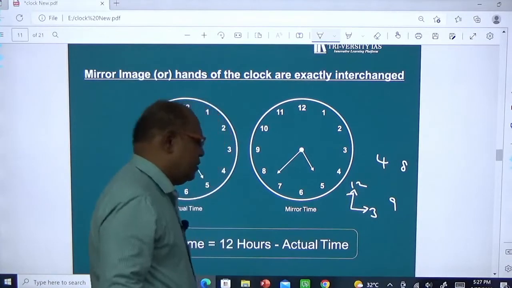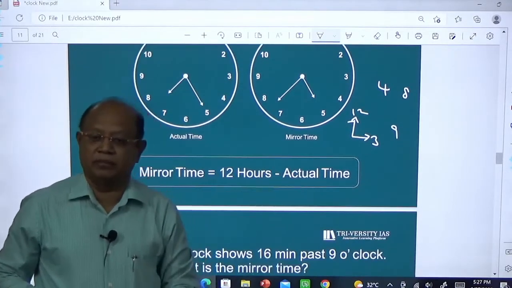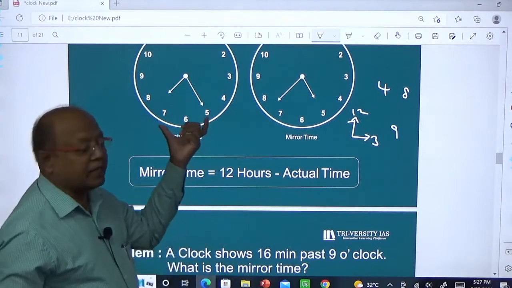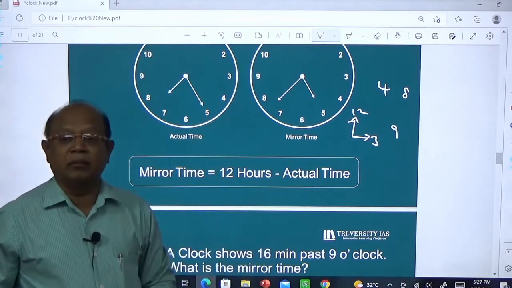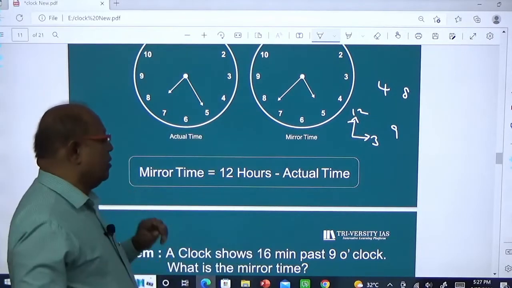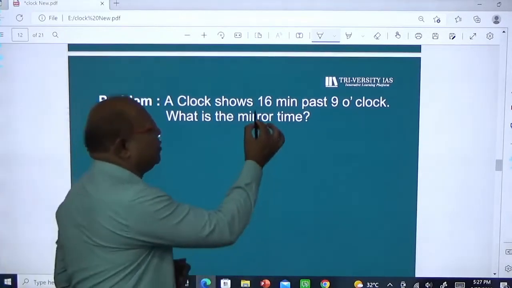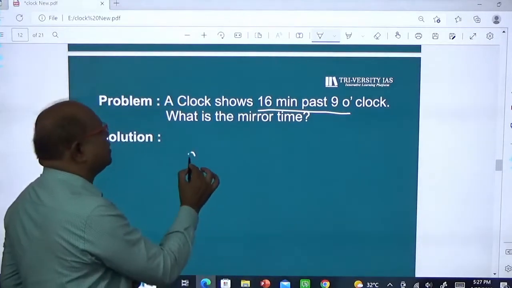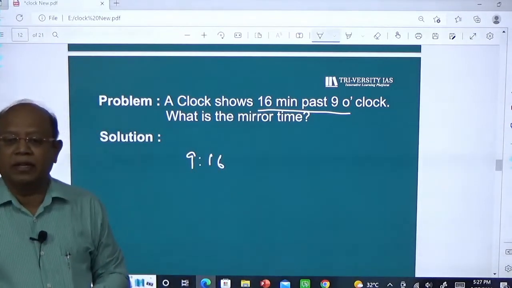How to find it? The mirror image is 12 hours minus the actual time. So whatever time the clock shows, subtract it from 12 hours and you will get the mirror image. Now let us see based on this. A clock shows 16 minutes past 9. This is the actual time. Now we have to find the mirror image.